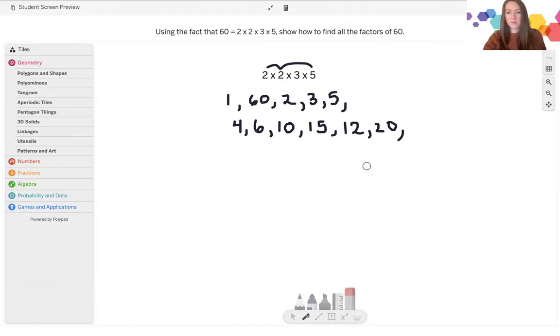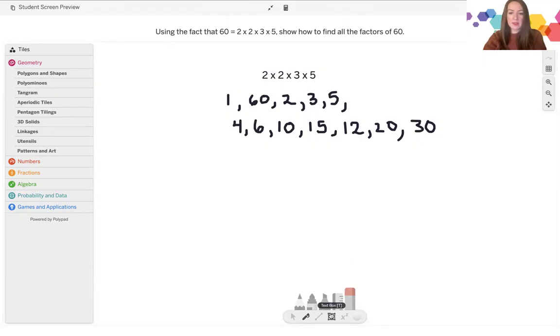Okay. I could do 2, 3, and 5. 2 times 3 is 6, times 5 is 30. Then, are there any other triplets that I could do that would give me new numbers? I've done 2, 2, 3, I've done 2, 2, 5, I've done 2, 3, 5. I think that's it, yeah. And then all four of them together, that was 60. So I think this is my complete list of factors.